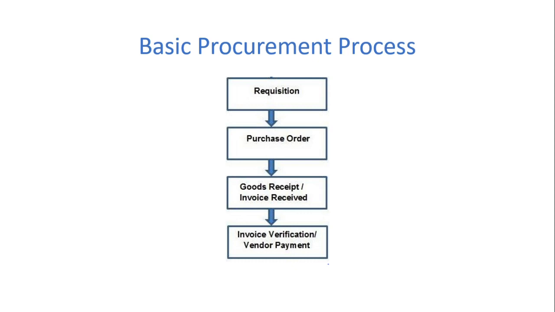Then basic procurement process. First of all we have requisition, meaning purchase requisition, then purchase order. Based on the purchase order, once the vendor supplies the material with the invoice copy, we do the goods receipt or invoice receipt. Once the goods receipt is done, we need to do vendor payment. It's invoice verification. Once the invoice verification is completed, the basic procurement process is completed. So, purchase requisition.